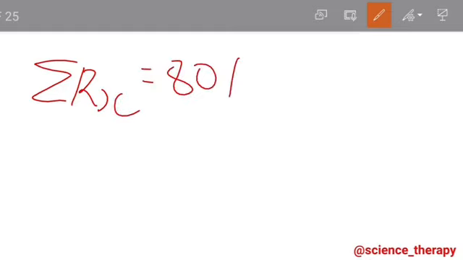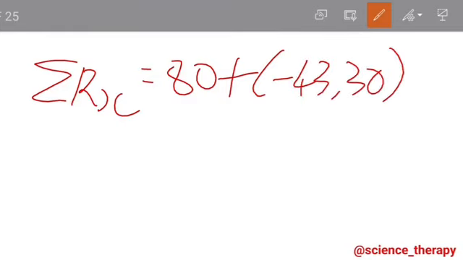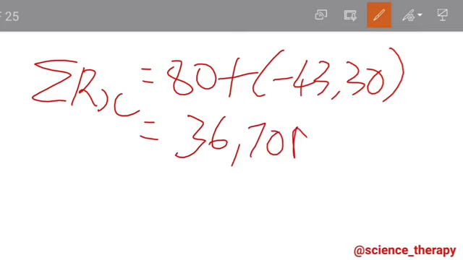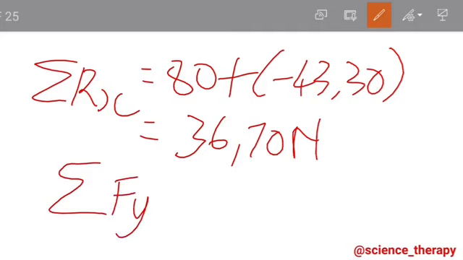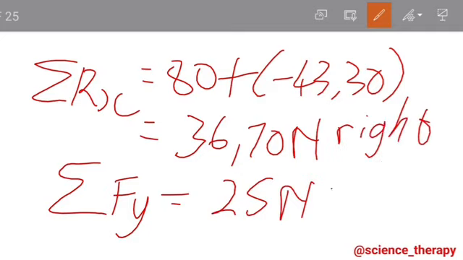So this is how we write it. We say the sum of the horizontal forces is 80 plus negative 43.30. Remember, this one is going in the opposite direction. If you punch that in your calculator, 80 minus 43.30 is 36.70 Newton. And that's the resultant of the horizontal forces. The resultant of the vertical forces is only the 25 Newton. Where is this one going? It's going to the right. And where is this going? Upwards.